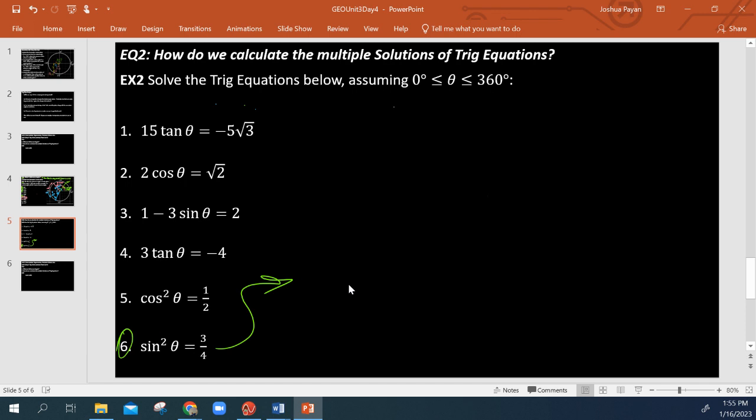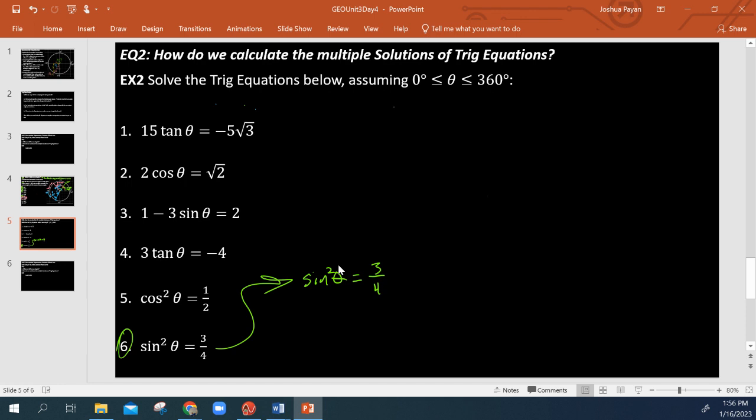Okay, and again, when you see this, it just means this. That whole thing is squared. But we need to get used to not seeing it that way. We'll see it like this: sine squared theta.